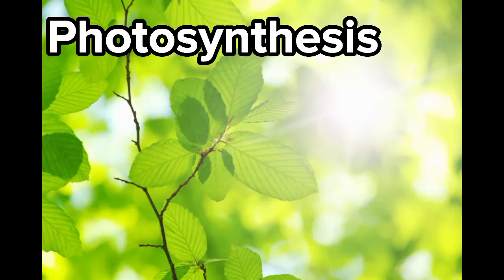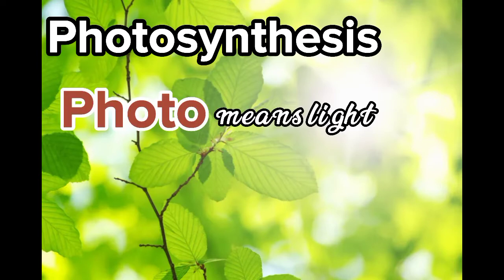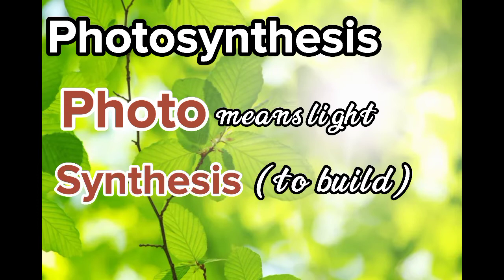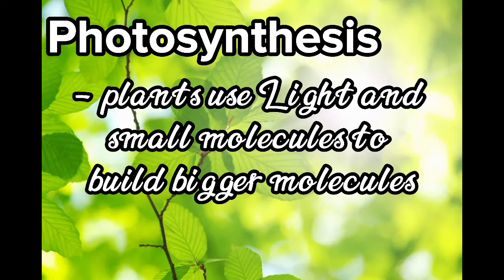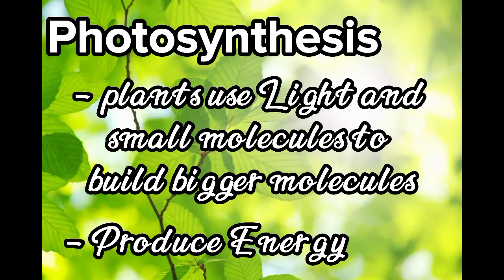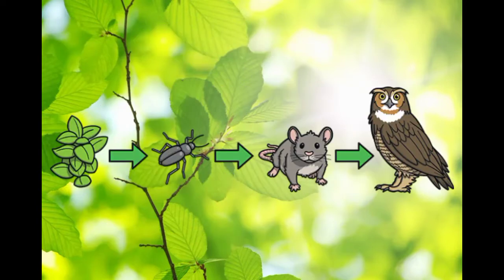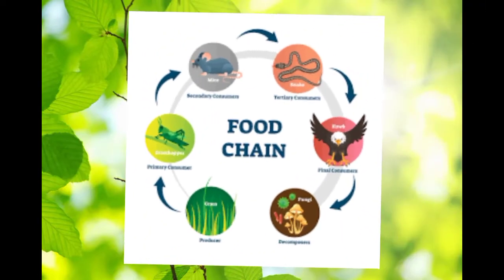This word makes sense because photo comes from the Greek word for light and synthesis means to build. So plants use the light and small molecules to build bigger molecules that they can then metabolize to produce energy. Other organisms then eat the plant, and other organisms eat those organisms. So plants really are the foundation of the entire food chain. Let's learn about how photosynthesis works.